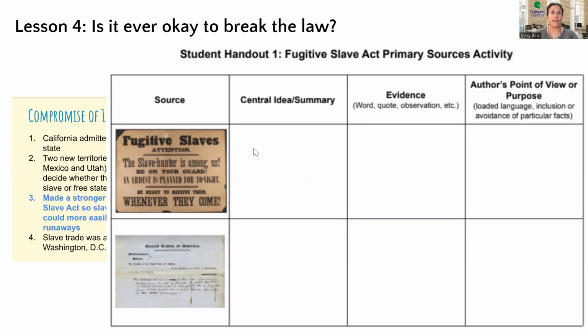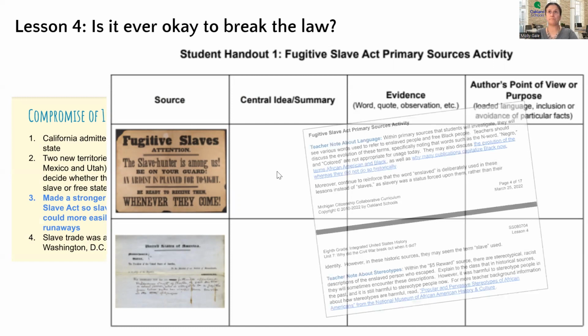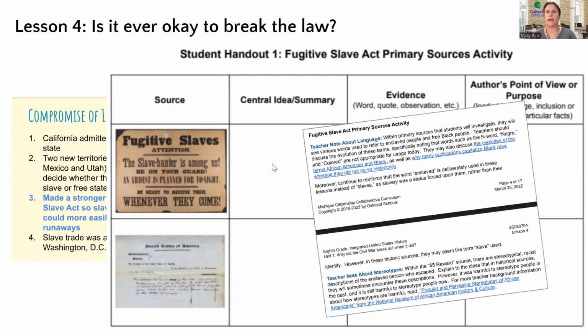Things they look at in this one, they look at warnings for Black people to avoid enslavers. They look at an order that was sent to a marshal to capture a freedom seeker. They look at an image, which I'll show you in just a second, and they look at an advertisement for a freedom seeker. There is a note, again, about language in these sources.